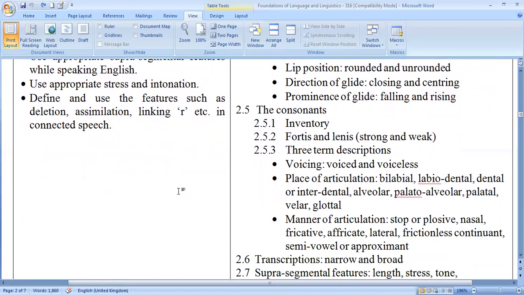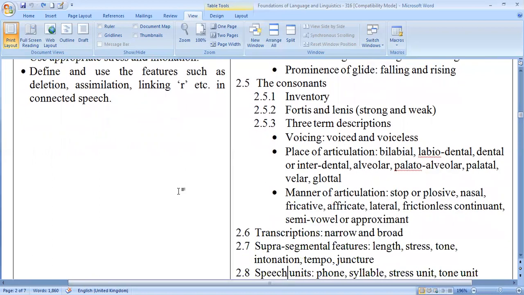or approximant. These come under the manner of articulation of consonant sound. Consonant sound can be divided into three-term description, that is voicing, place of articulation, manner of articulation. If you have any confusion regarding this three-term description, you can comment on this video. Then transcription, narrow and broad transcription there.